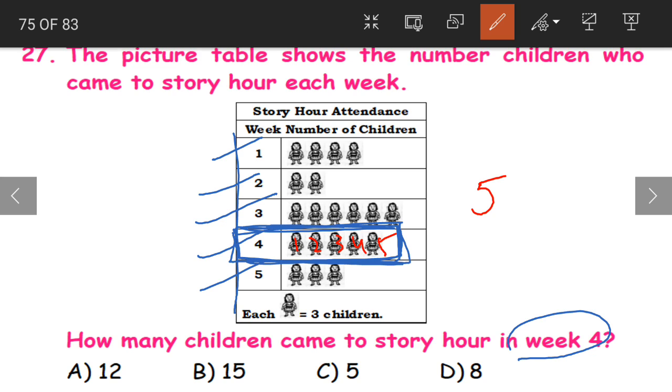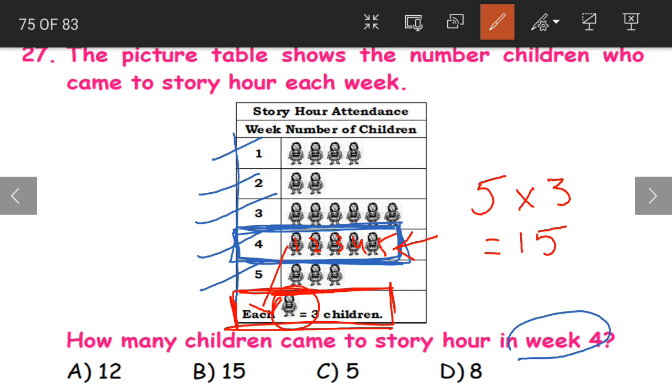And again, what is the important thing? Each picture represents 3 children. So here we have 5 pictures, and 5 into 3 is equal to 15. Each picture represents 3 children, so we have to multiply the number of pictures by 3. 5 into 3 is 15. According to the table, 15 children came to the story hour in week 4. Option B, 15, is our correct answer.